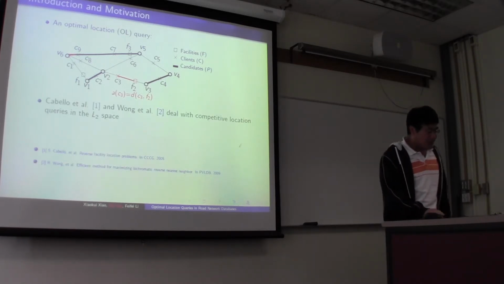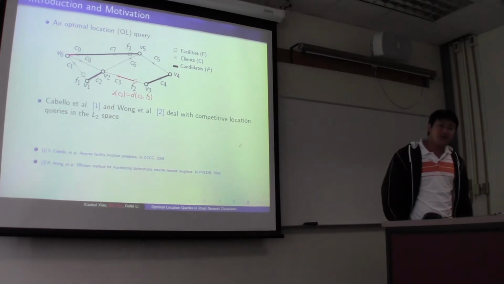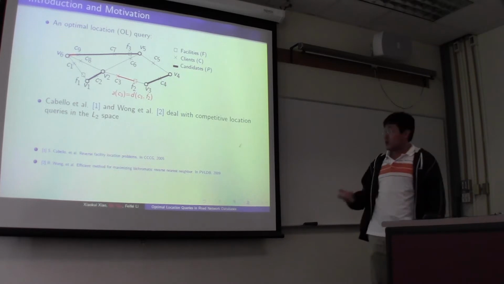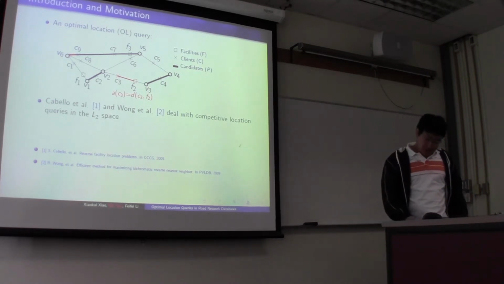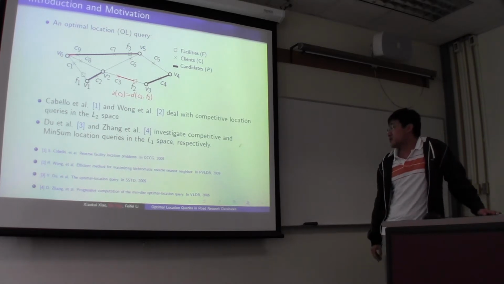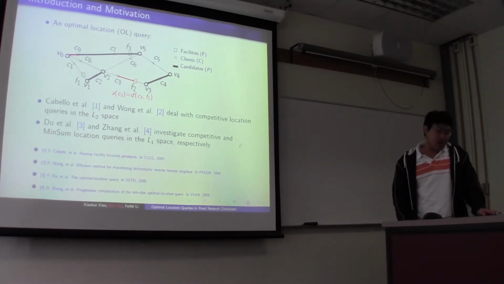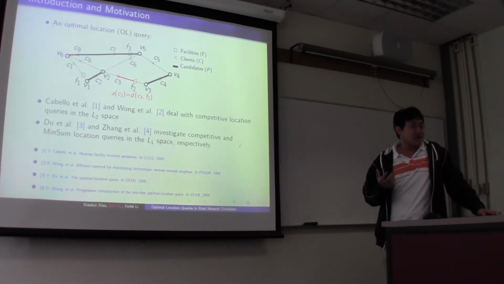There are several related works in the literature. Cabello and Wu deal with a competitive location query in L2 space, which is a variant of the optimal location query. And Du and Zhang investigated competitive and min-sum location queries in L1 space, respectively. However, none of the solutions here are applicable if the facility and the client reside on the road network.